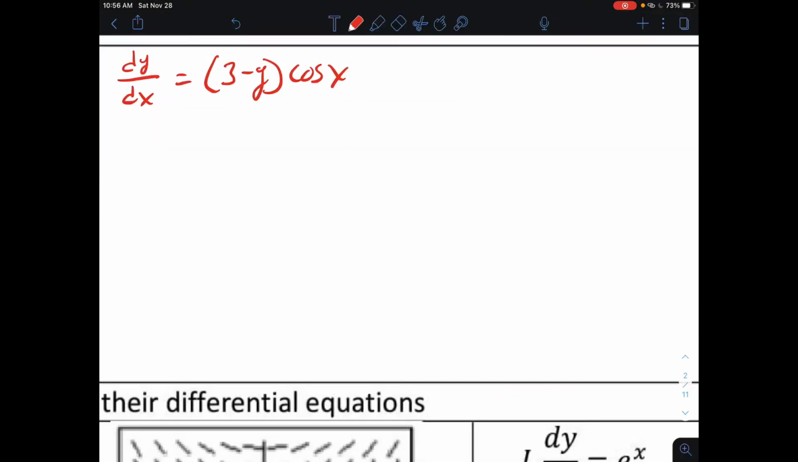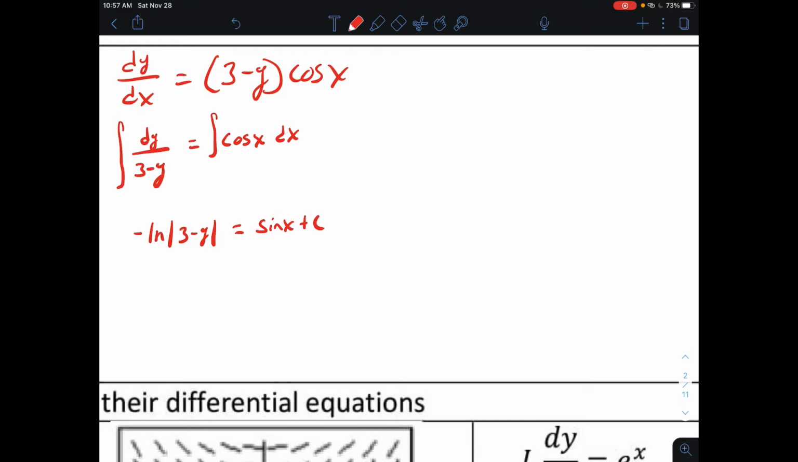Okay, so we have this differential equation. We want to solve it by separating variables. So I'm going to move my y's to the left, divide by the 3 minus y, multiply the dx to the other side, and then we're going to go through the process and we're going to integrate. And so I find the antiderivative of the left-hand side, which would be -1 times the natural log of the absolute value of 3 minus y. And then equals, that would be sine of x plus c.